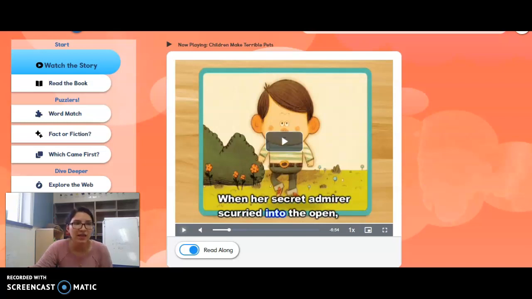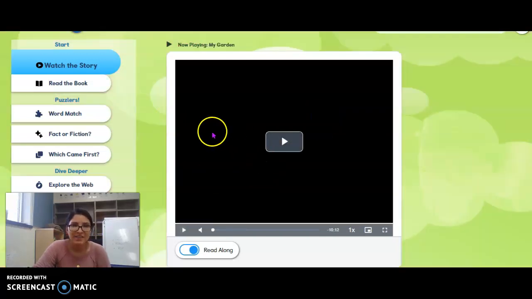Let's go ahead and see if we can find another book and figure out what it is. All right, this story here is called My Garden. We're going to look for words for first person point of view. Remember, first person, whoever is telling the story, they're a character in the story. And we look for words like I, me, my. Third person point of view, whoever is telling the story is not a character in the story. They're outside the story. And we look for words like he, she, they. Okay, let's listen.